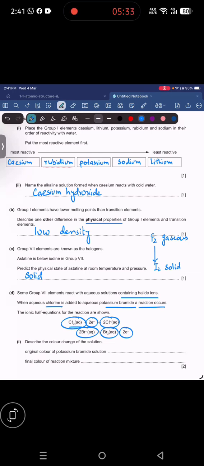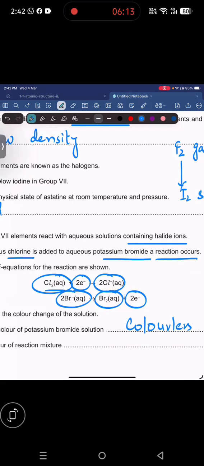Describe the color change of the solution. The original color of the potassium bromide solution is colorless. When they are bonded they are colorless, and when they are displaced their color changes. So for bromine the color is orange, brown, or dark yellow. So the best color to remember for bromine is, sorry, brown.